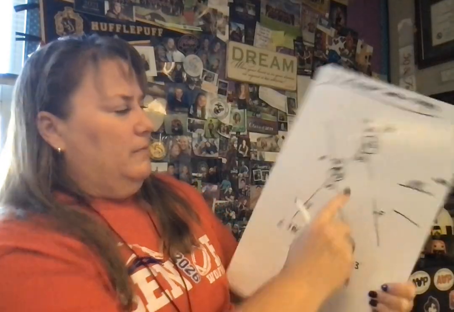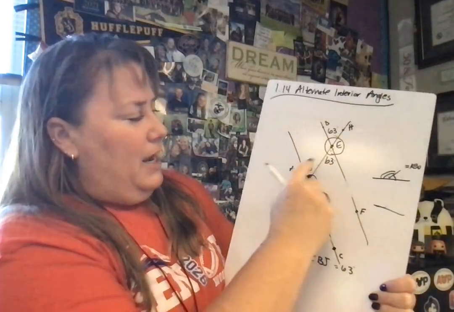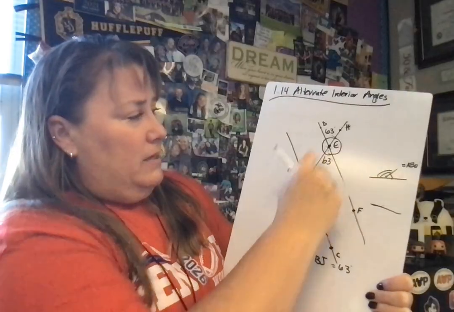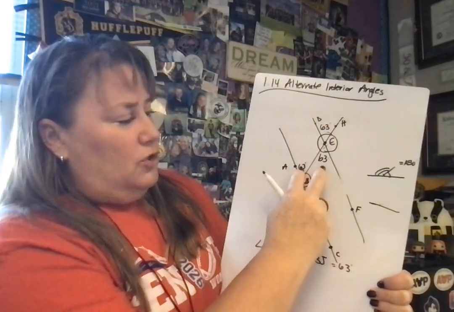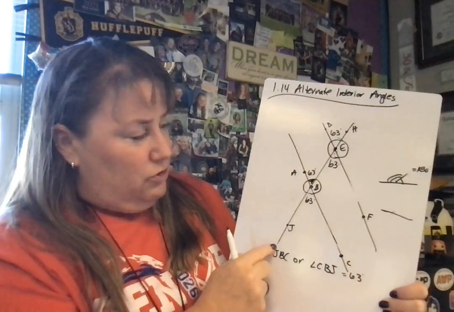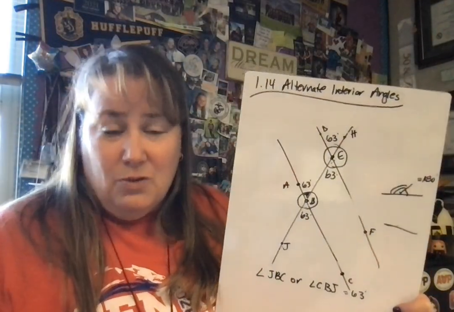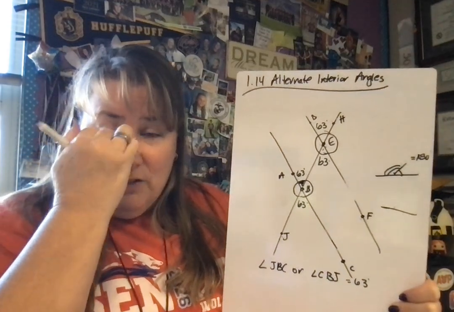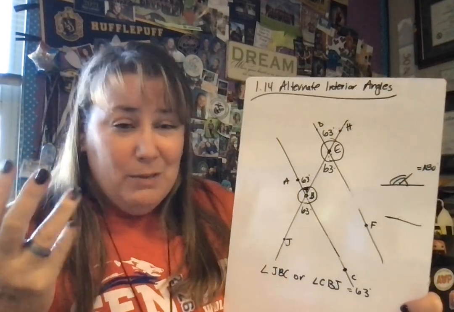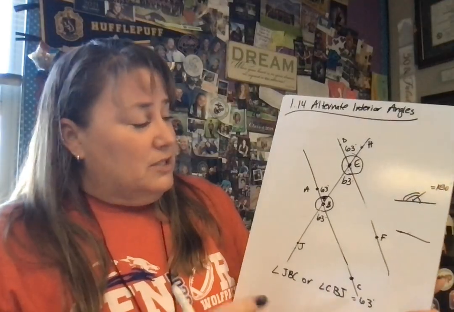I have to look at it this way. FEJ, this guy, and ABH. These guys are alternate interior because you have one on each side of the transversal. Here's your transversal. And they're inside the parallel lines. So that's why they're alternate interiors. I don't use that approach from my brain, but that doesn't mean you can't, okay? There's multiple ways of doing that. So yes, that's another way.